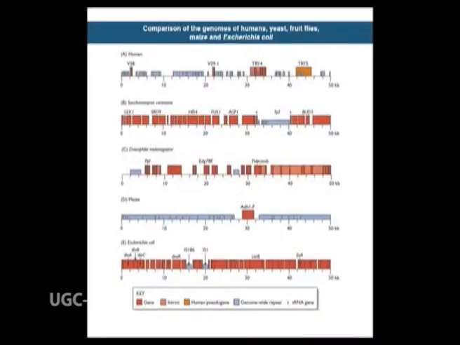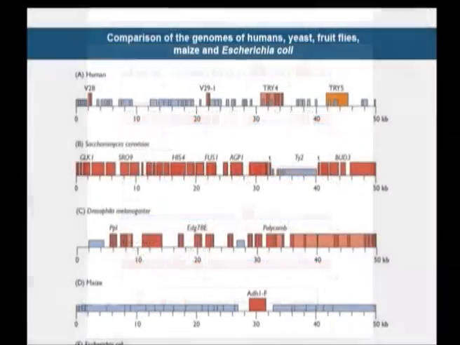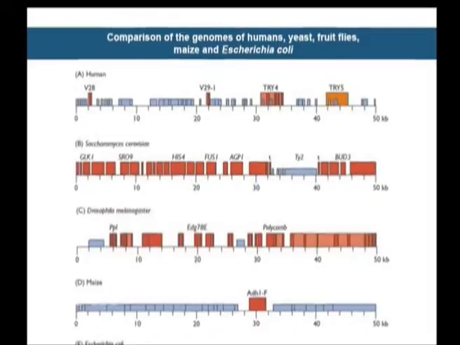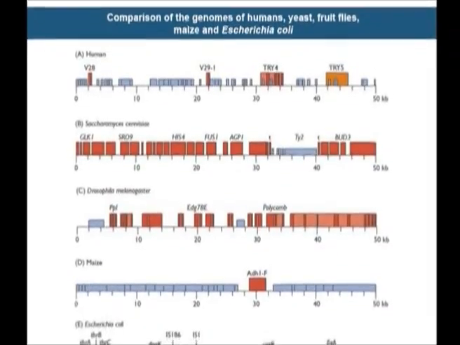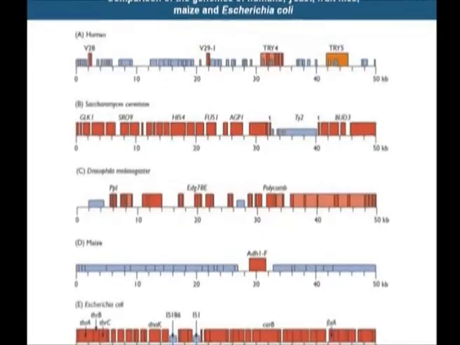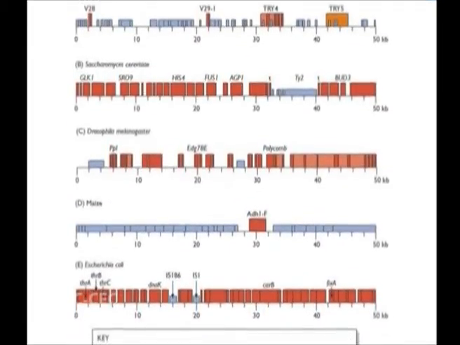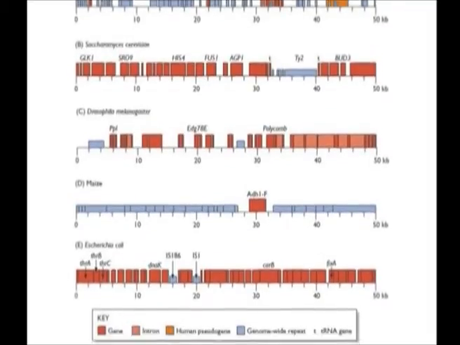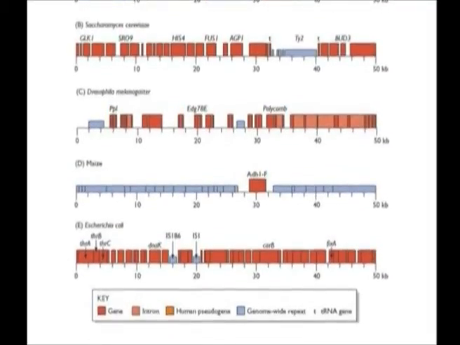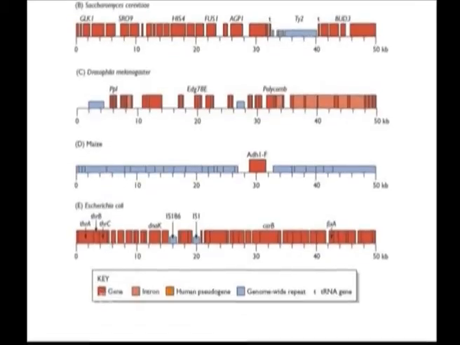Figure 4 shows a comparison of the genomes of humans, yeast, fruit flies, maize and Escherichia coli. A shows the 50 kb segment of the human beta T cell receptor locus compared with the 50 kb segments of the genomes of Saccharomyces cerevisiae chromosome 3, and C shows the Drosophila melanogaster, D is that of maize and E is E. coli K12.